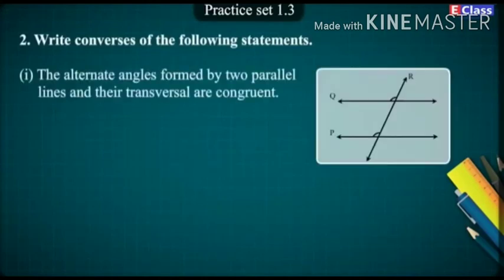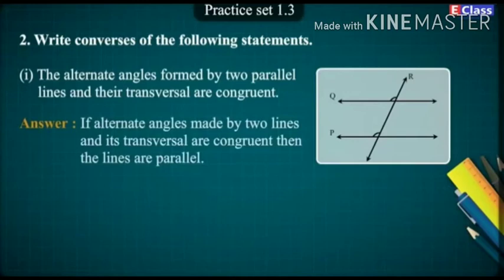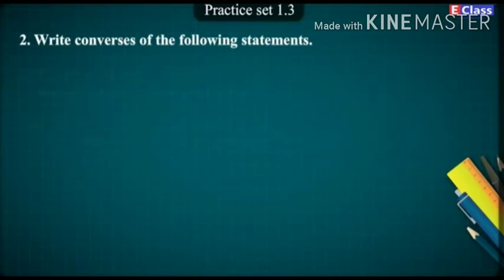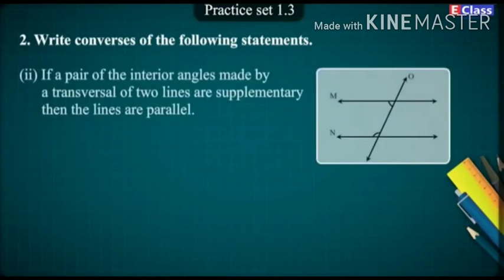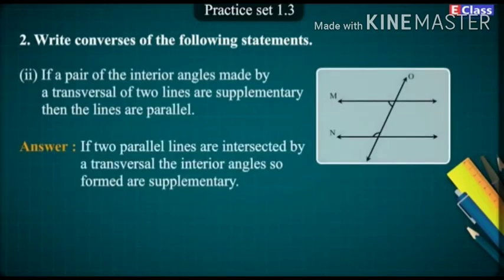1. The alternate angles formed by two parallel lines and their transversal are congruent. Answer: if alternate angles made by two lines and its transversal are congruent, then the lines are parallel. 2. If a pair of the interior angles made by a transversal of two lines are supplementary, then the lines are parallel. Answer: if two parallel lines are intersected by a transversal, the interior angles so formed are supplementary.